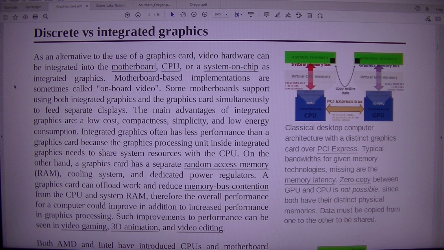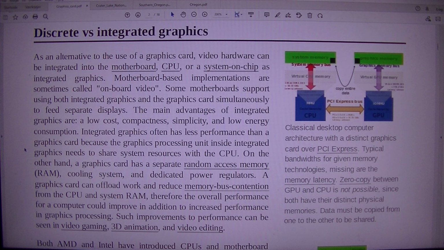Motherboard-based implementations are sometimes called onboard video. Some motherboards support using both integrated graphics and the graphics card simultaneously to feed separate displays. The main advantages of integrated graphics are a low cost, compactness, simplicity, and low energy consumption. Integrated graphics often has less performance than a graphics card because the graphics processing unit inside integrated graphics needs to share system resources with the CPU.